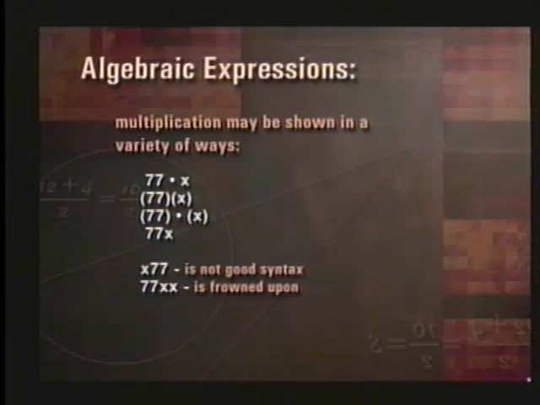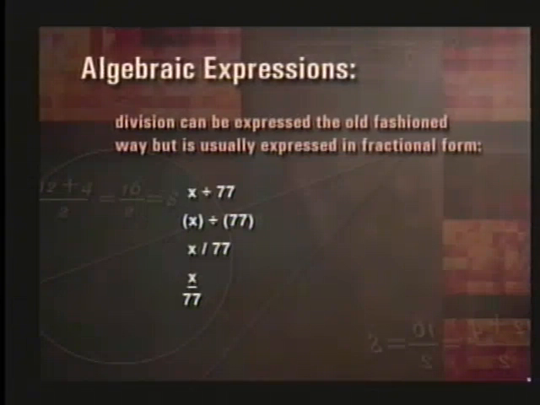It's the easiest. Now notice on the bottom there, x77 is not very good syntax in algebra. It really does mean the same thing as 77x, but usually they always put the number first. And notice the old-fashioned way to write multiplication, 77 times x. If you use the old symbol times, it's kind of frowned upon because you could mean multiplying by two x's there, so be careful.